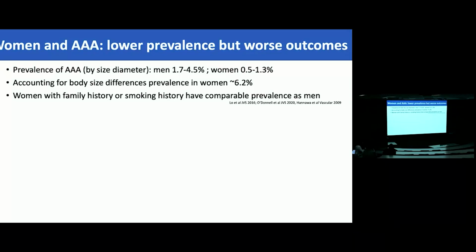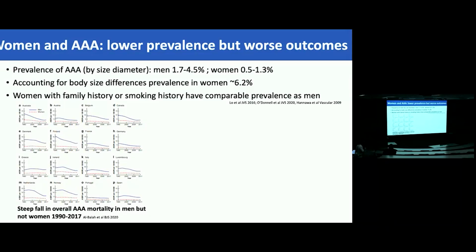It has been approved and funded in Britain as the international CCC and DCC, but not all the countries have yet secured funding, including the United States. So the premise of the trial is that women with abdominal aortic aneurysms are not the same as men with abdominal aortic aneurysms. If you look at traditional size criteria, which is how we define how an aorta is aneurysmal, the prevalence in women is much lower. But if we account for body size differences, prevalence in women may actually be higher, around 6%, as opposed to the 1% that is usually coded. And women with family history and smoking history have comparable prevalence as men, and there's lots of observational data to support that.